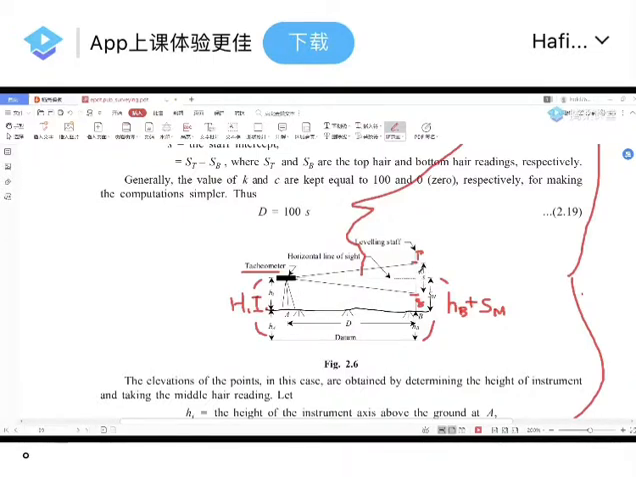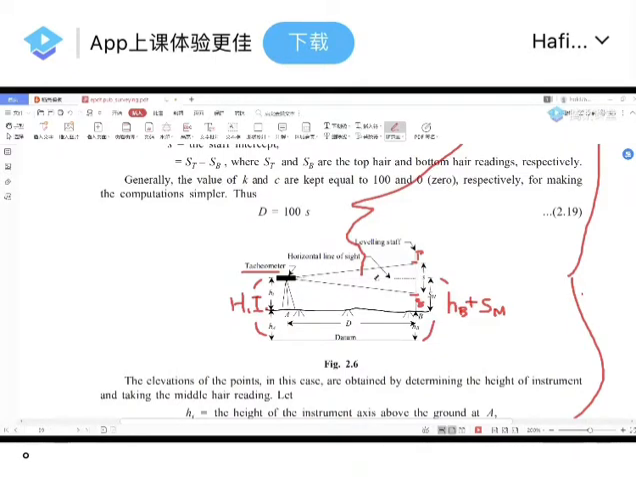Why? Because this is what we call the subtense bar. Normally, it doesn't have to be a subtense bar. It can be anything as long as it's something where you know the distance. That's the main point: you've got to know S beforehand. It doesn't matter if it's a bar or not. It can be just two points, and if you know the distance between them, that will serve our purpose. Anyway, now suppose this angle is theta.